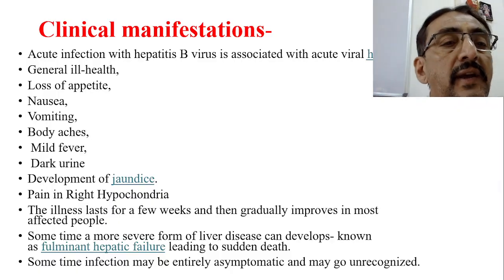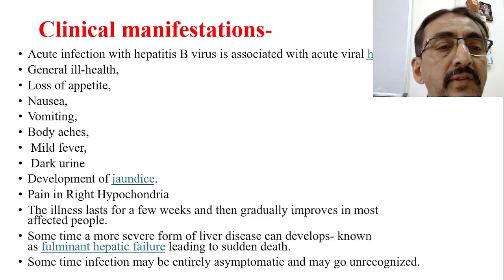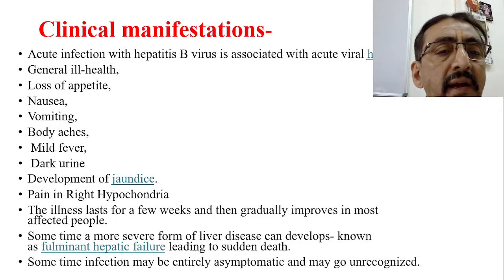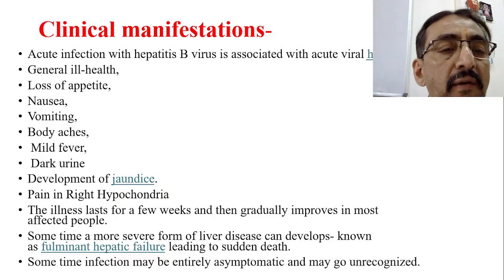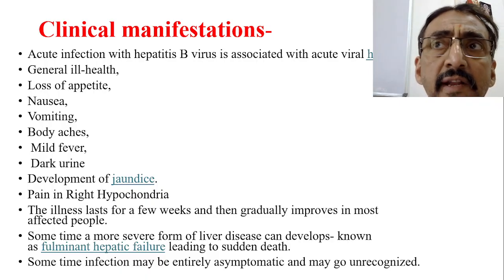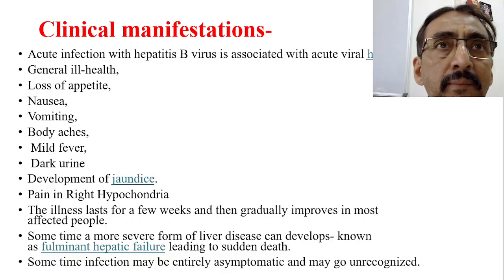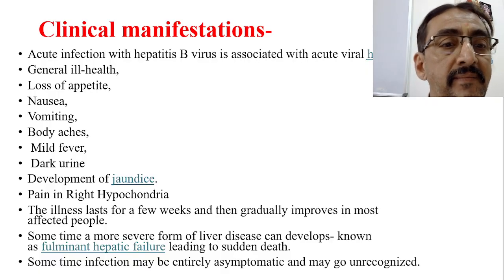So there may be general ill health, loss of appetite, nausea, vomiting, body ache, mild fever, dark urine, development of jaundice, and pain in the right hypochondrium, just like hepatitis A. Illness lasts for weeks and then gradually improves in most affected people. The initial illness will be there for a few days, then it is going to improve, but the virus is not removed completely because the virus is internalized in the hepatocytes.